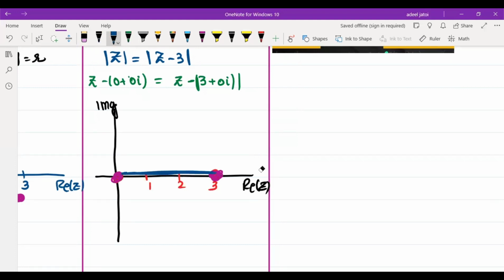If the line is drawn in such a way that it creates a perpendicular bisector, both distances are equal. So this will be your perpendicular bisector line, and this will be at 1.5.